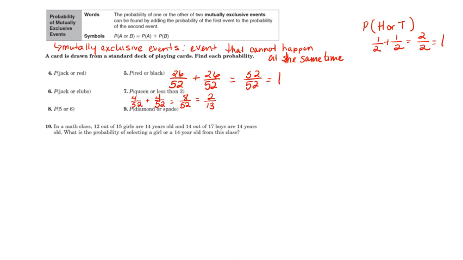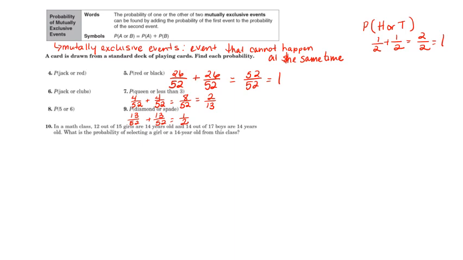Number 9, what's the probability of getting a diamond or a spade? There's 13 diamonds, there's 13 spades, so we're going to add those together and I get a half, 26 out of 52, which is half. You also could say 1 out of 4 cards are diamonds, 1 out of 4 cards are spades, 1 out of 4 plus 1 out of 4 is still a half.